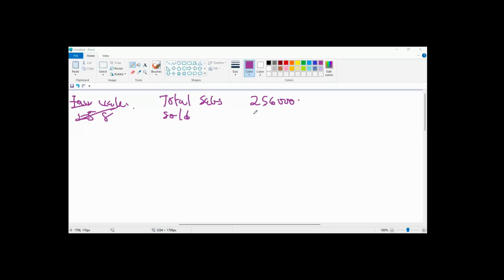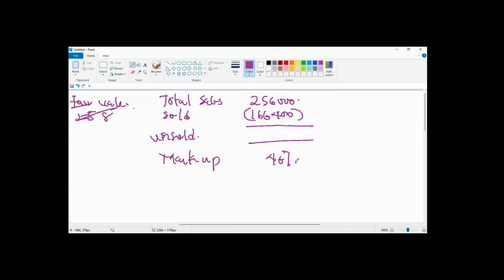He has sold 166,400. That means the unsold out of the goods will not be. Then don't forget there is a markup of 40%. What is the unsold now?